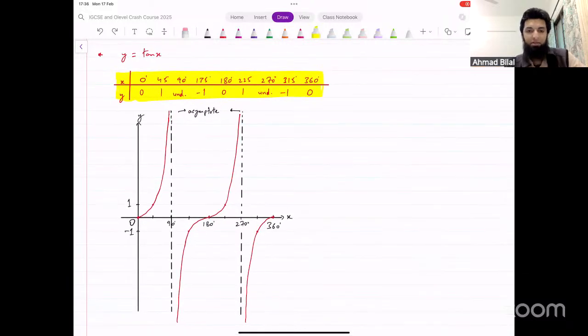And the next class, this is one last thing that we will be discussing, and that is solving equations. Solving trigonometric equations. That's what you want to do in the next class.